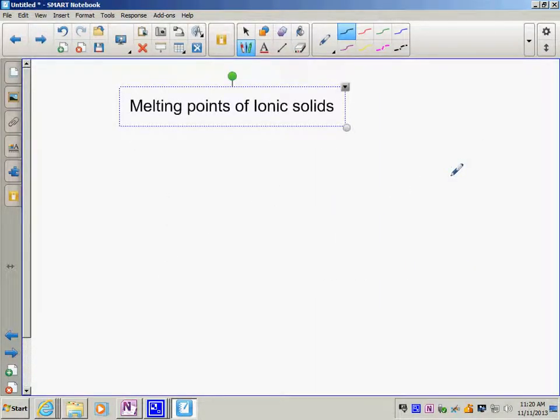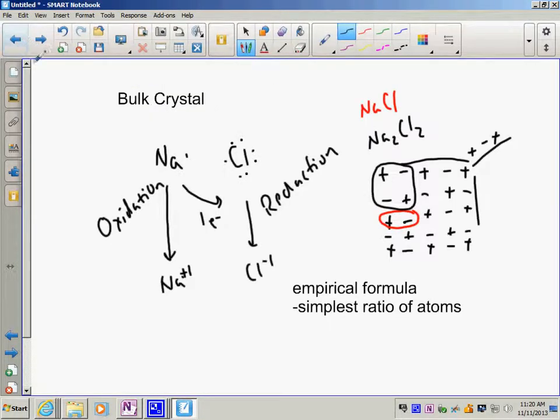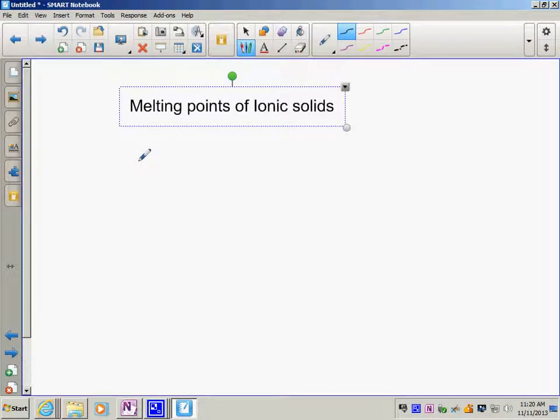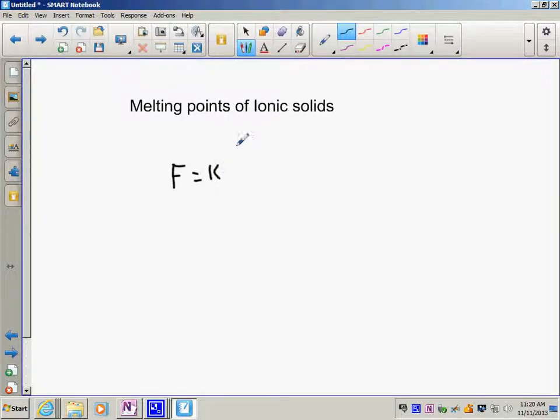Melting points of ionic solids. Now, the premise of that whole bulk crystal is that it's being held by cations and anions. What attracts cations and anions is simply going to be Coulomb's law, which is going to be the force is equal to some equalizing constant times the charge on the cation, the charge on the anion, divided by the distance squared. This governs pretty much all of chemistry.